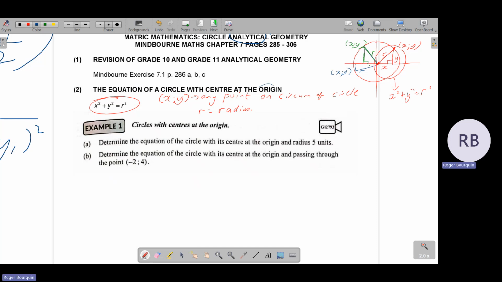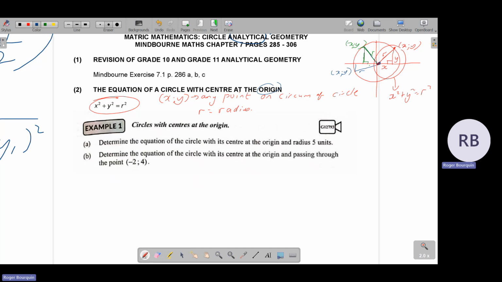The center at the origin. Yes, we're not going to worry about centers not at the origin just now. Okay, so for centers at the origin, your formula is X squared plus Y squared is equal to R squared. What do X and Y stand for? Coordinates of any point. So this combines a bit of geometry with algebraic graphs.